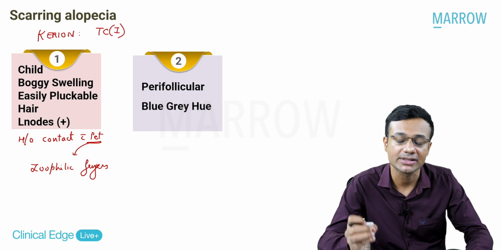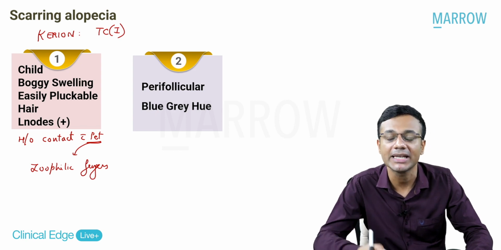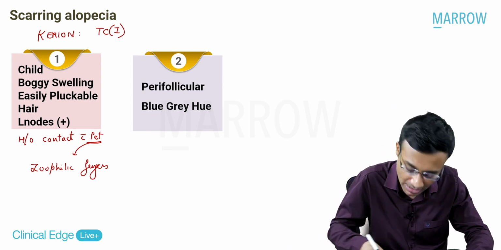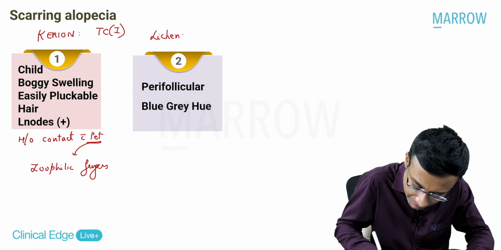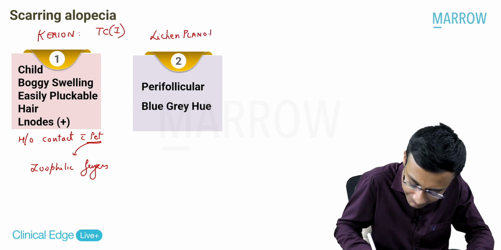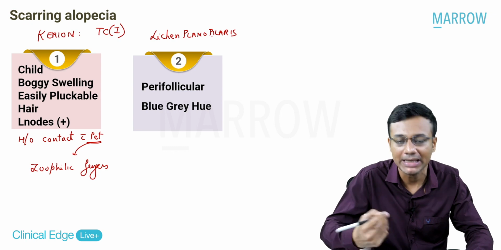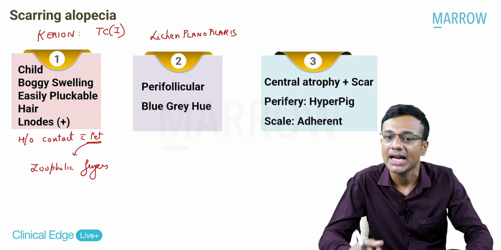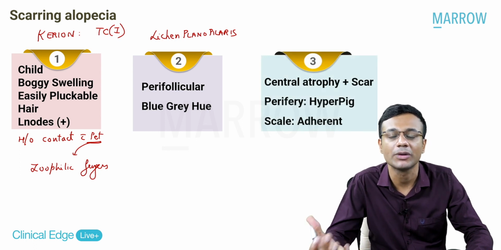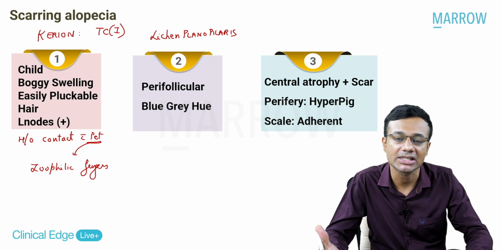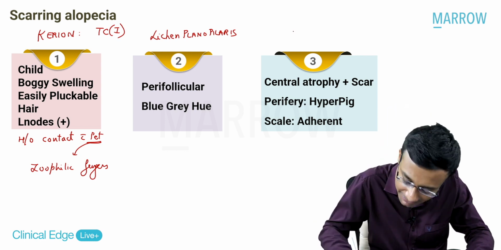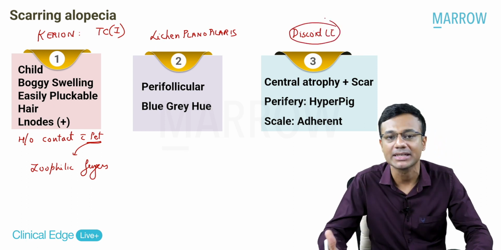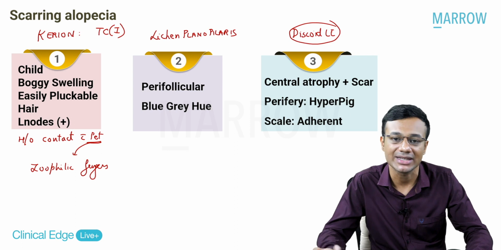Second important differential diagnosis here is scarring alopecia presenting with perifollicular blue-gray hue. If there's a perifollicular blue-gray hue mentioned, our diagnosis is going to be lichen planopilaris. Lichen planopilaris is the type of lichen planus which involves the hair follicle producing scarring alopecia. And if the question says there is central atrophy plus scarring, periphery shows hyperpigmentation, and the scales are of the adherent type, my diagnosis is going to be discoid lupus erythematosus. It's a type of lupus erythematosus which is generally restricted to the skin. It is called DLE.